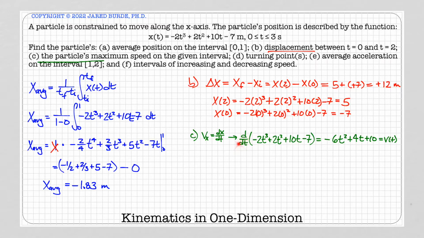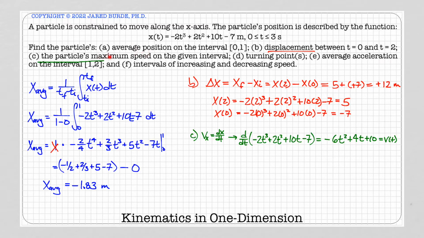So we take our derivative and apply it to the original function that we have. We can differentiate each term separately. We know how to differentiate polynomials, and that gives us our velocity as a function of time. This gives us our velocity everywhere on this entire interval.